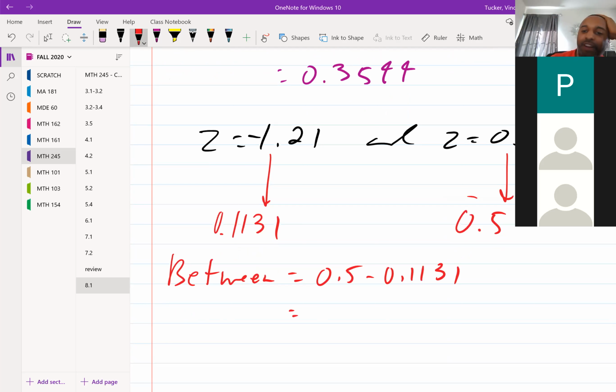All right. So we have 0.5 minus 0.1131, and that should be 0.3869. All right. Questions? Nope. All right. And the last one was doing the same thing. So, all right, what other questions do we have out of 7.2? Or are we good to go with that?